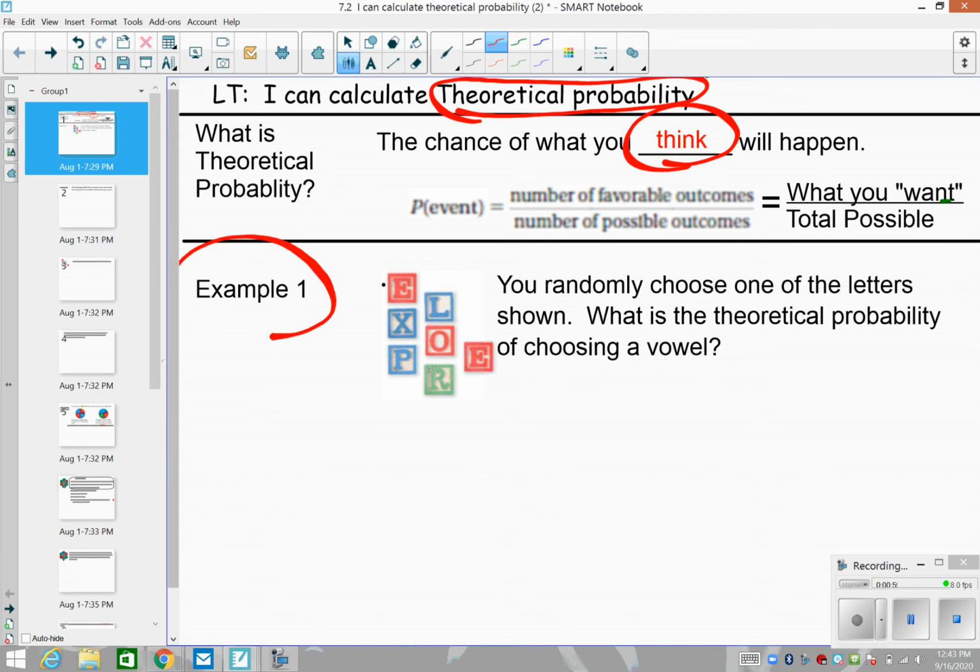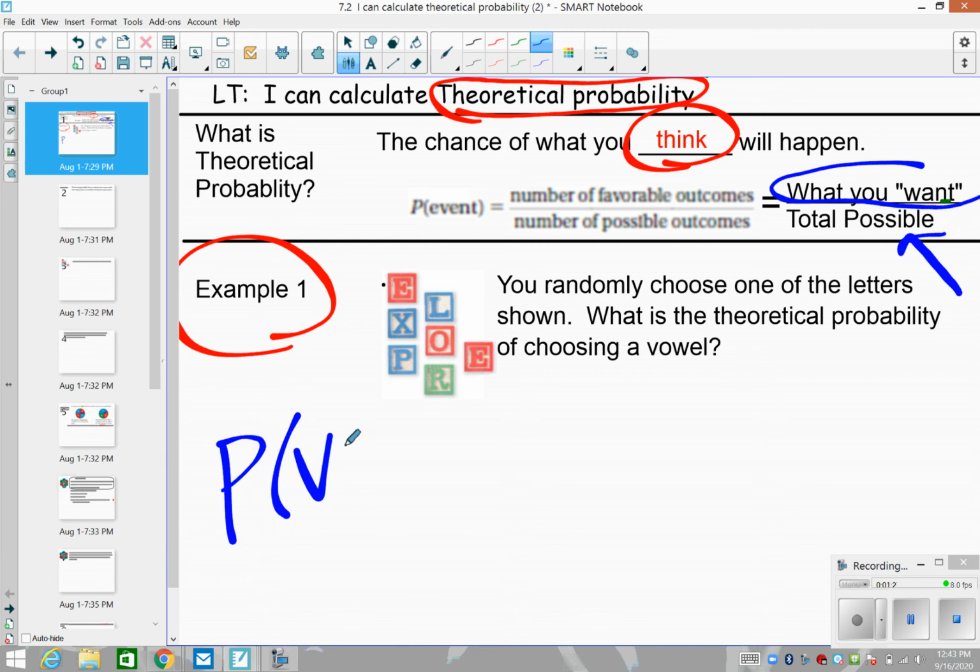So example one's going to look very similar to what we did in our last lesson, experimental. We still have the same formula of what you desire or what you want. In this case, it's baby blocks with alphabet letters on them over the total possible blocks. So same kind of setup, just a different analogy as we dig into the lesson. No experiment happening today. We're just trying to predict what we think should happen mathematically.